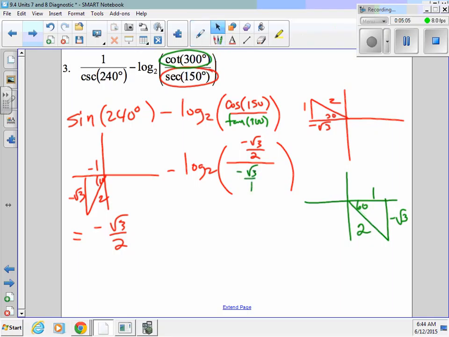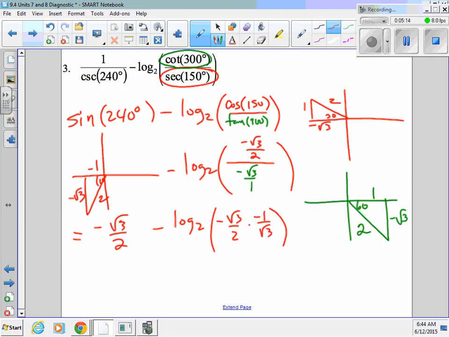So now I have to simplify this. I have minus log base 2 of negative radical 3 over 2 times negative 1 over radical 3. Keep change flip, if you will. My radical 3's go away. My negatives multiply to a positive, so I get minus log base 2 of a half.